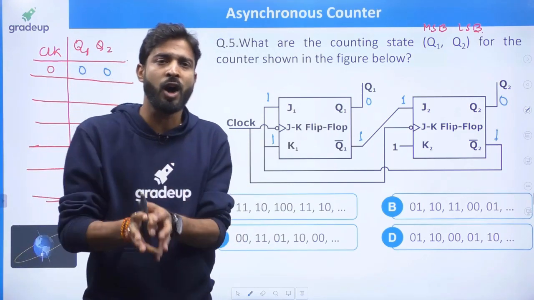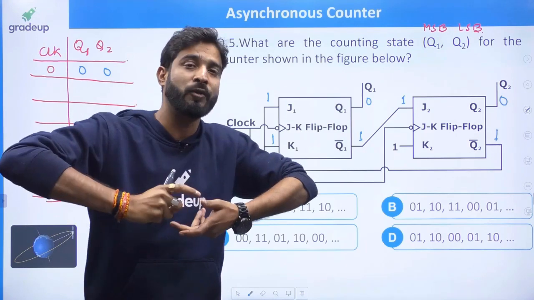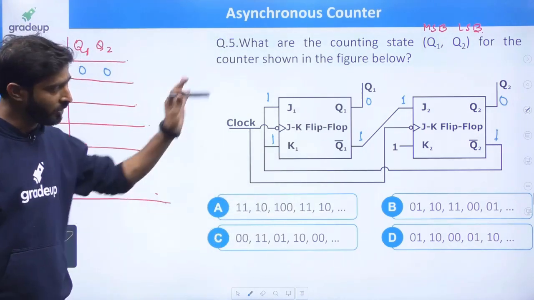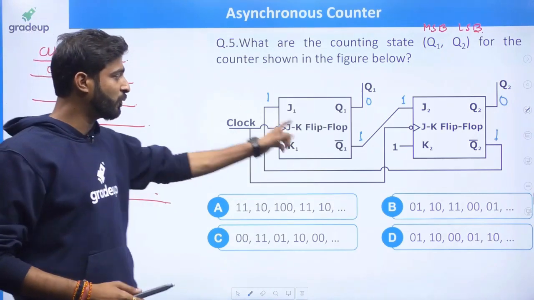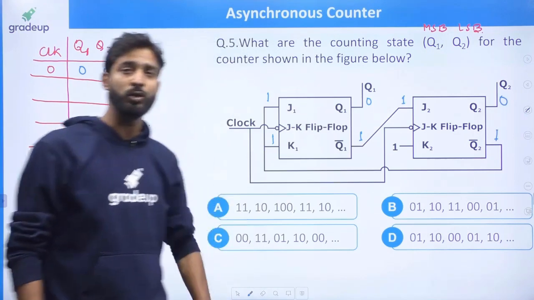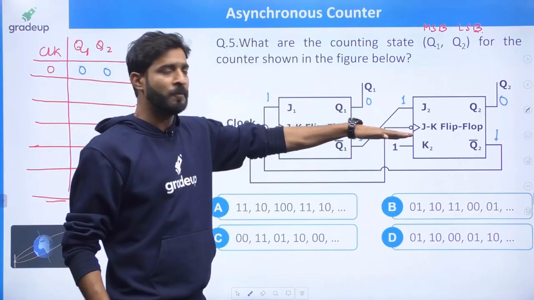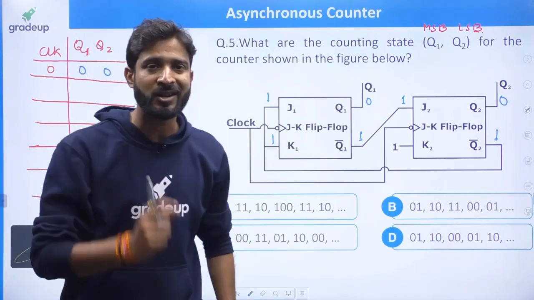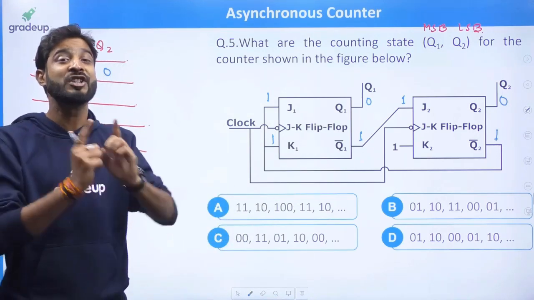When you are applying the clock, the flip-flop itself changes the output from the previous state, and it always changes, right? It is called the toggle mode. So this flip-flop also works in the toggle mode. This flip-flop also works in the toggle mode. So if you apply the clock, as we know that it is a synchronous counter, all the flip-flops work simultaneously and all the flip-flop outputs will change, right?